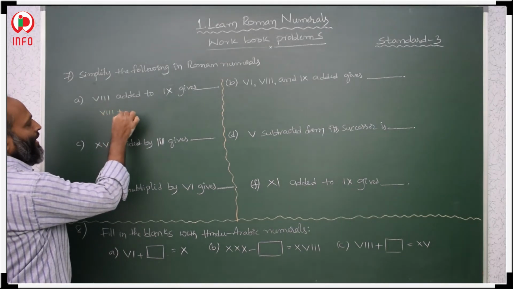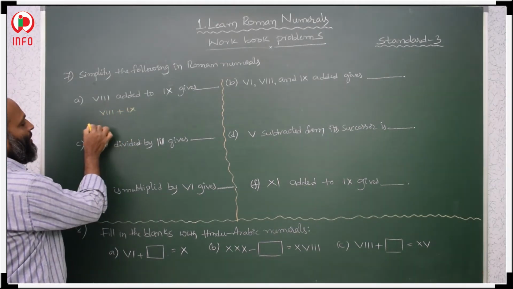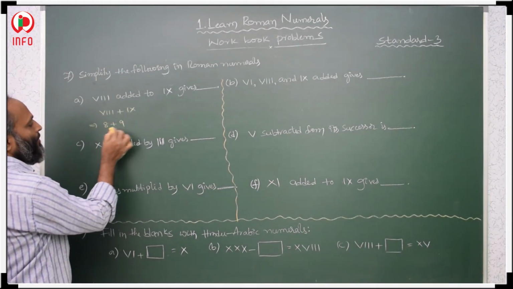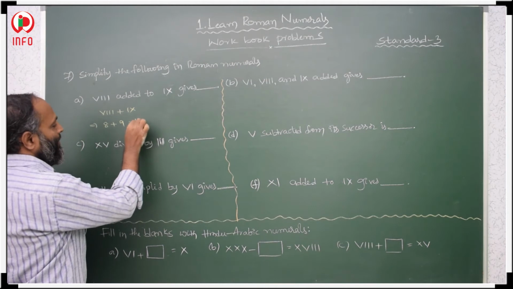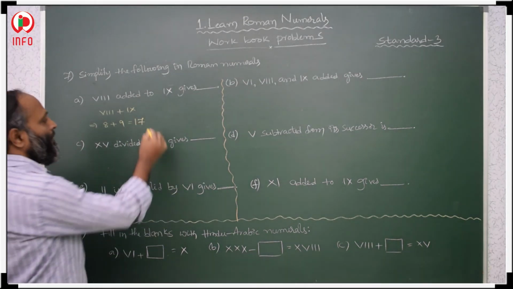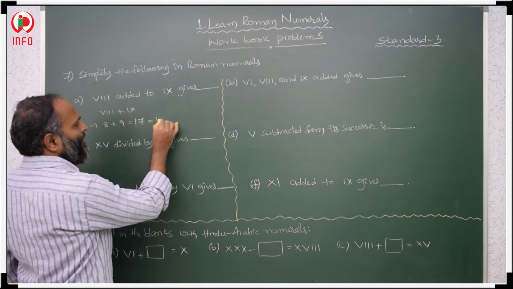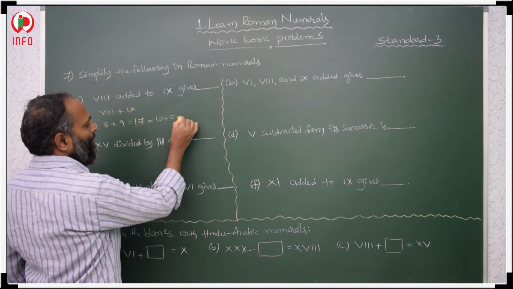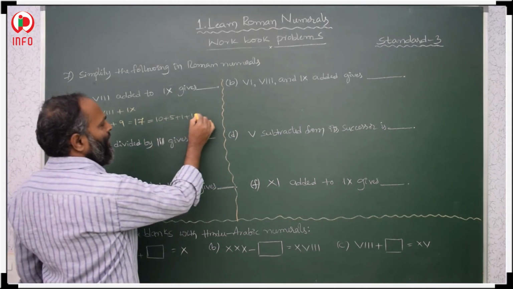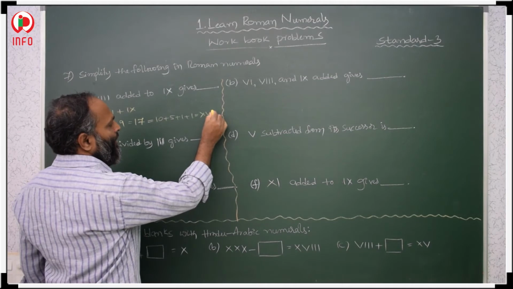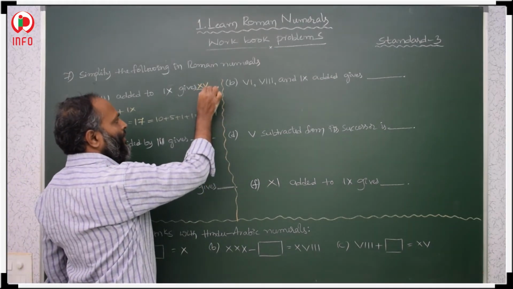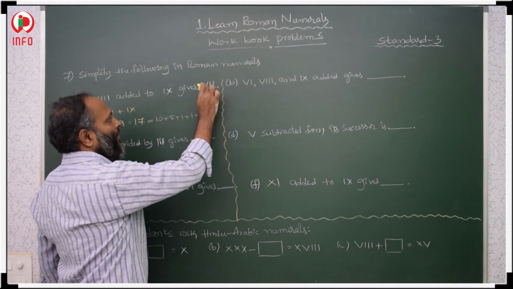I is added to 9. That is, I means 8. 8 plus 9 is 17. Then how to take this 17? 17 means 10 plus 5 plus 1 plus 1. 10 plus 5 is XV, and you will get XVII. XVII.